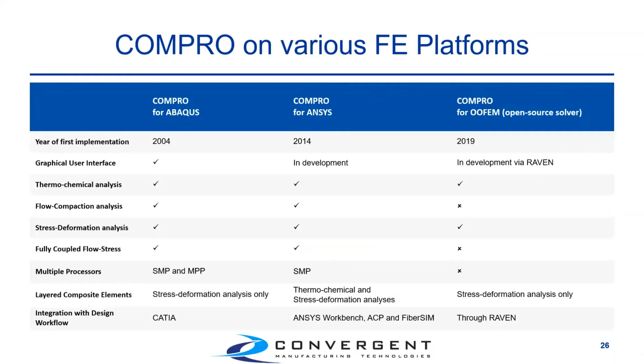Then we have COMPRO for ANSYS that was developed almost 5 years ago. The graphical user interface for COMPRO for ANSYS is still in development, but hopefully soon, within the first quarter of 2020, we'll have it released. It can do all the types of analysis that COMPRO and ABAQUS can do. It only supports SMP right now. That means that you can run it on your workstation with multiple CPUs, but right now it doesn't support running on a cluster.